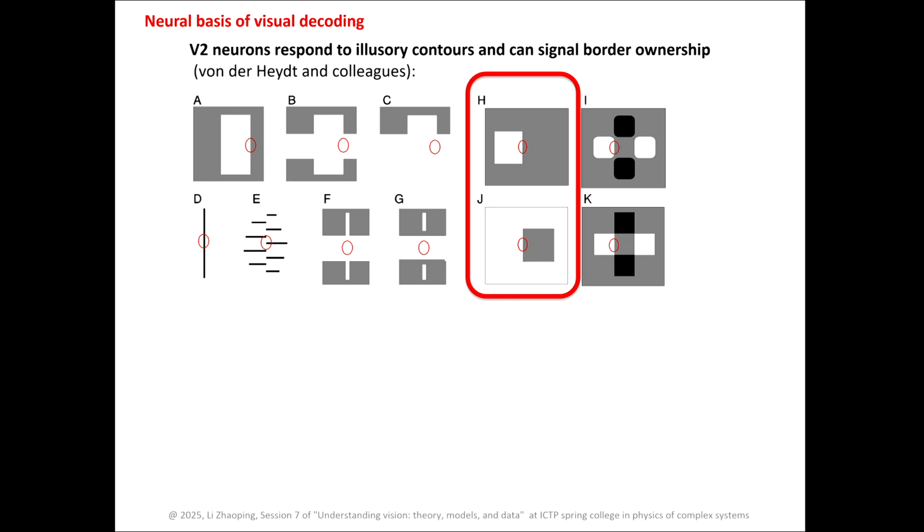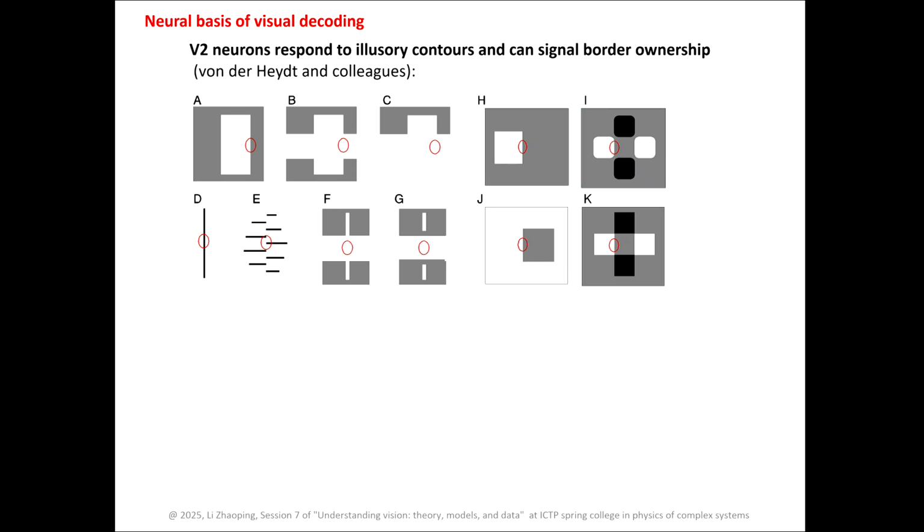For example, in H and in J, the same image pixels are within the receptive field in these 2 cases, and these pixels show a border between a white region and a dark region. The border in H belongs to a perceived bright square to its left, but the border in J belongs to a perceived dark square to its right. And this V2 neuron may respond more in H than in J. Such a neuron signals border ownership regarding which surface owns a border.